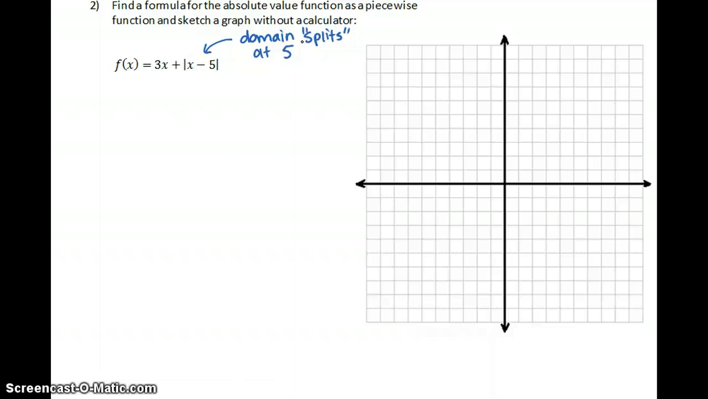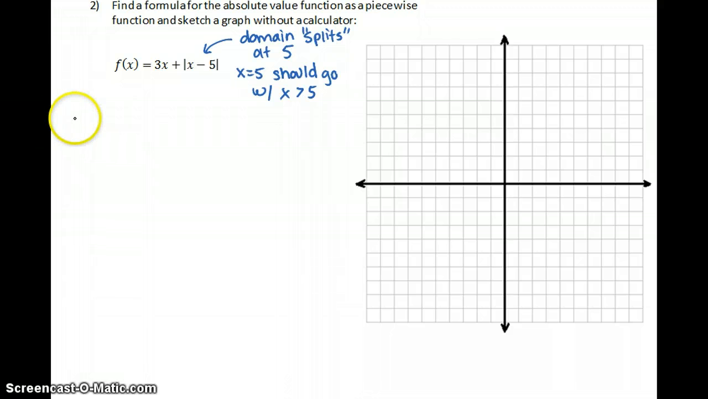So if you think about that, plugging in 5 gives us exactly 0, which means that whenever we think about x equals 5, that should go with the x greater than 5, because we don't need those absolute value bars. 5 minus 5 is 0. We don't need the absolute value bars.